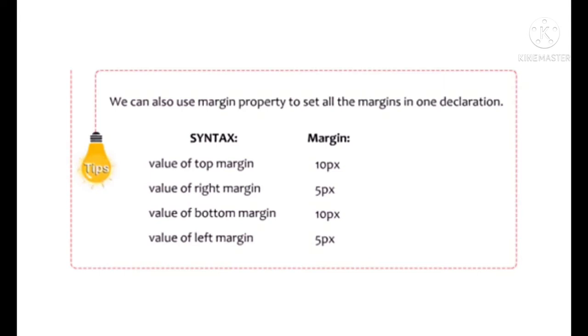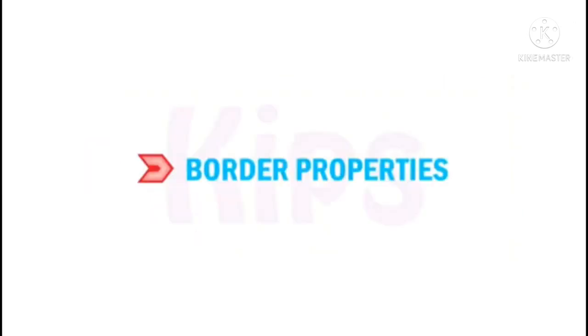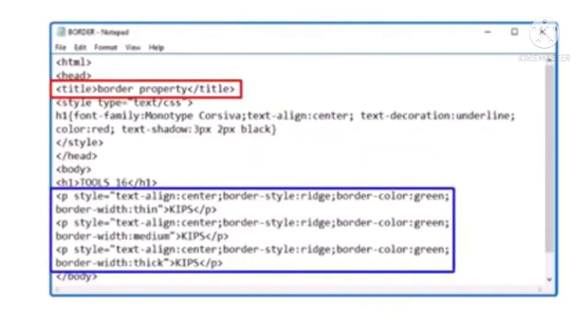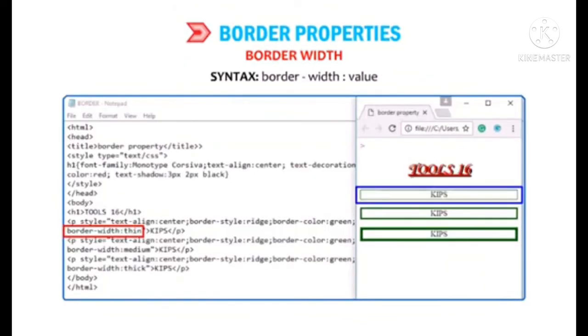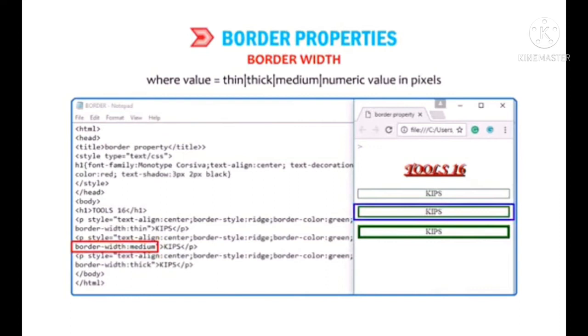And the next is border properties. It is used to set the border style, border width and border color of an HTML element. The border-width property helps in specifying the width of all the four borders of an element. The syntax is this: border-width colon value, and that value can be thin, thick, medium or a numeric value in pixels. This is how we represent the border width.